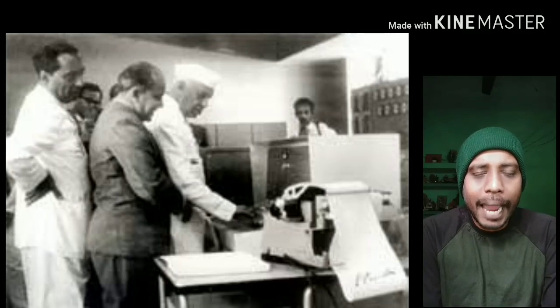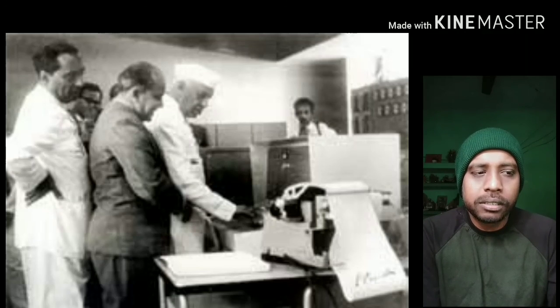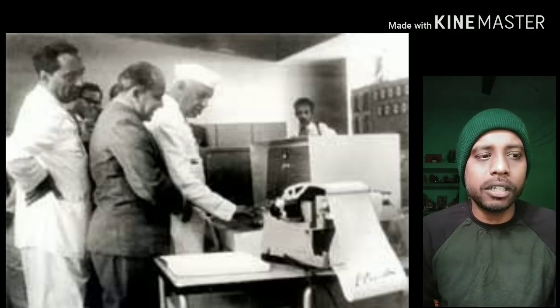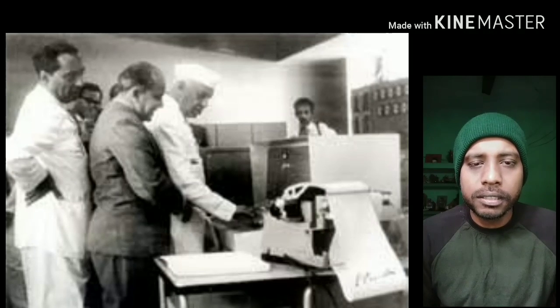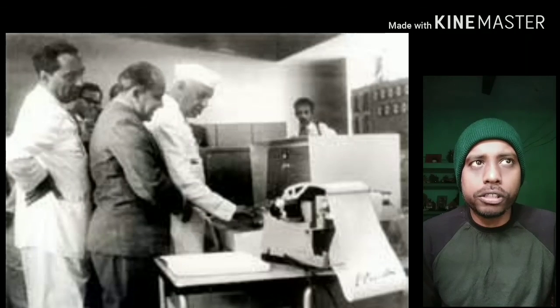It could also handle some complex data belonging to the Atomic Energy Commission and to the National Sample Survey of India. Thus, in India also, computing came into existence.